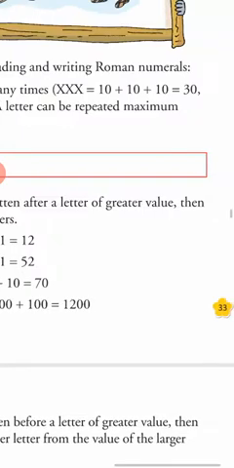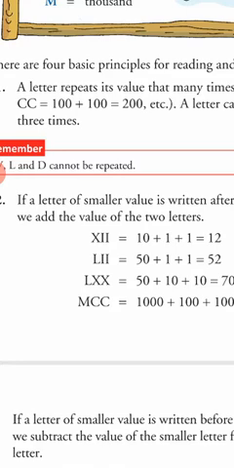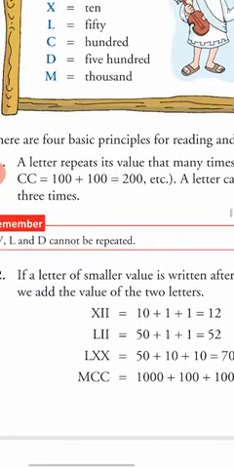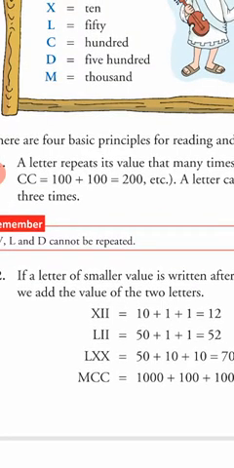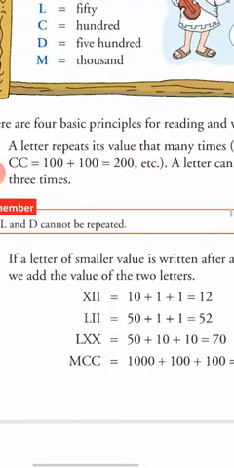Here you can see an example having triple X, that means 30, right? But to write 40 you cannot write X 4 times, because 3 is the maximum limit to repeat this alphabet X, right? Similarly we have C. So CC is equal to 100 plus 100, because the value of C we have read is 100. So 100 plus 100 is 200, and a letter can be repeated a maximum of 3 times.